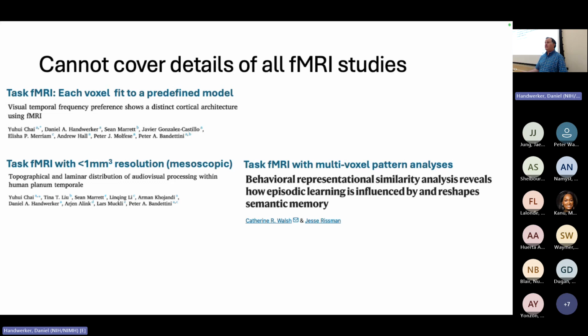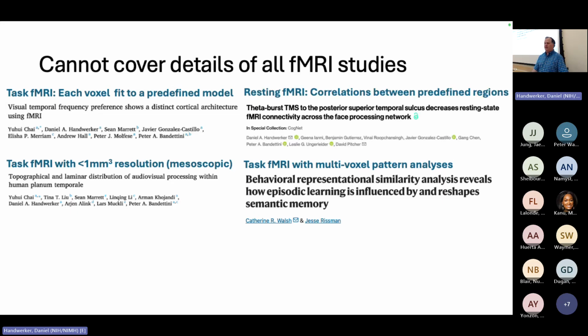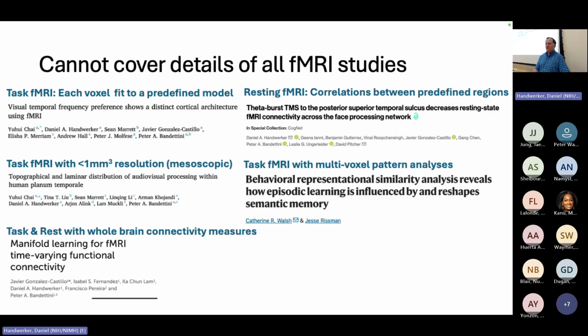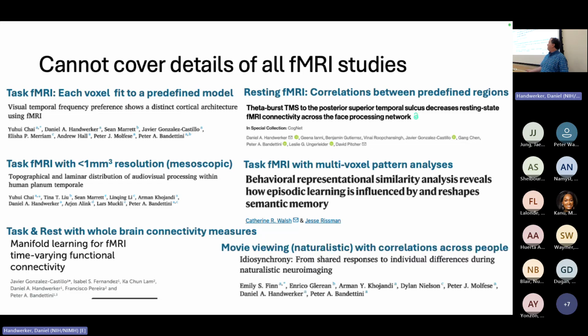You can have task fMRI at much smaller resolution, like sub-1 millimeter, sometimes called mesoscopic, which adds a whole bunch of other issues in how you analyze and think about the data. You can do correlation studies comparing relationships between time series at different points of the brain. You can combine these, looking at whole-brain connectivity measures in relationship to task. And you can have people watch the same movie and look at how the time series are similar across people. So there's a wide range of fMRI studies. I'll sample a little bit here and there. There's no way I'm even doing a surface description of all of these in just one talk.